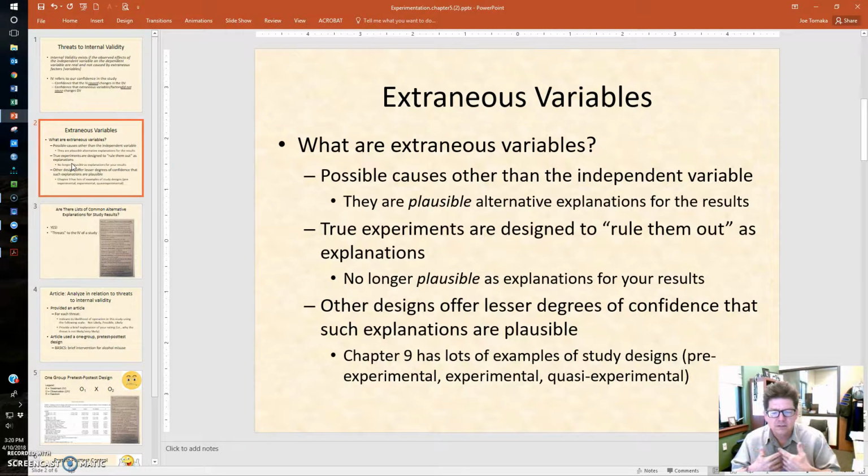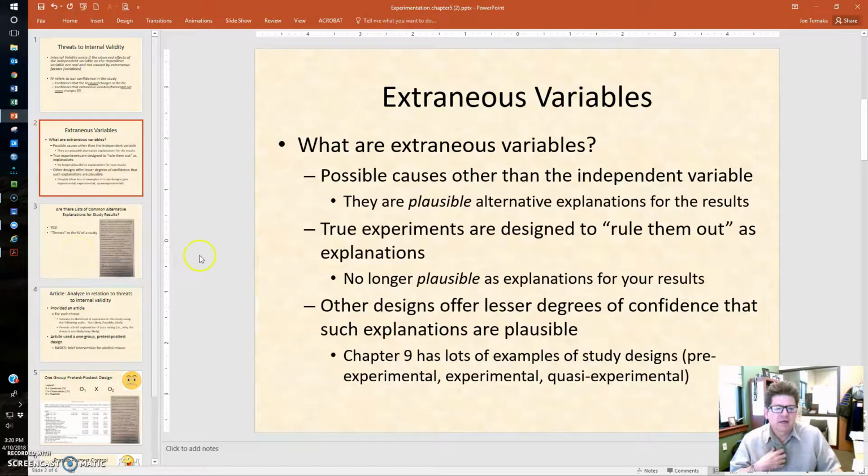What we're going to learn is that compared to true experiments, other designs offer lesser degrees of confidence that such explanations are ruled out. And Chapter 9 has lots of examples of study designs. They categorize them as pre-experimental, experimental, and quasi-experimental. And these designs do a more or less better job at ruling out these alternative explanations for the results.